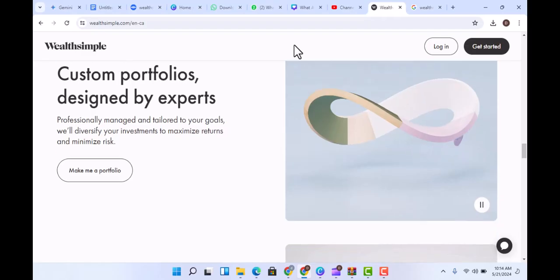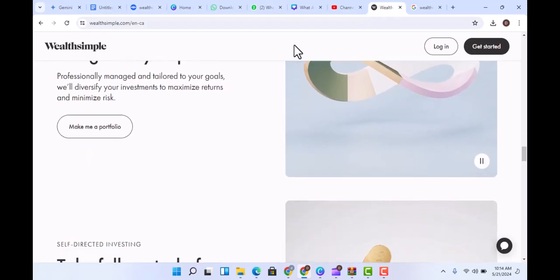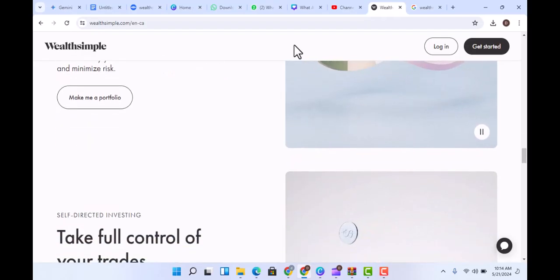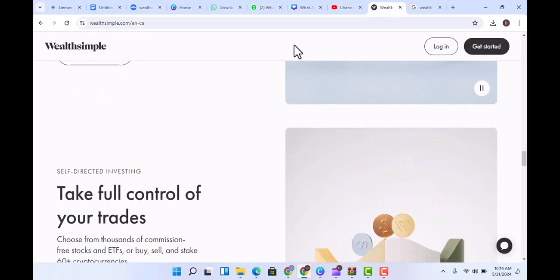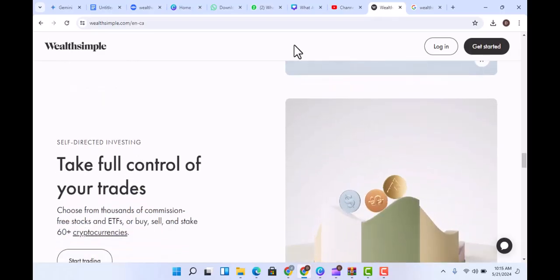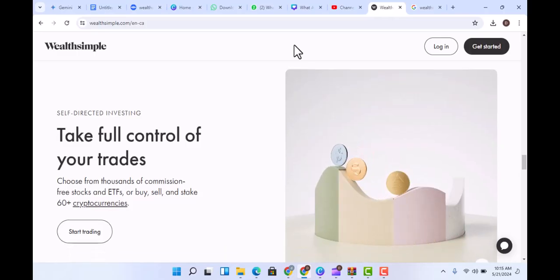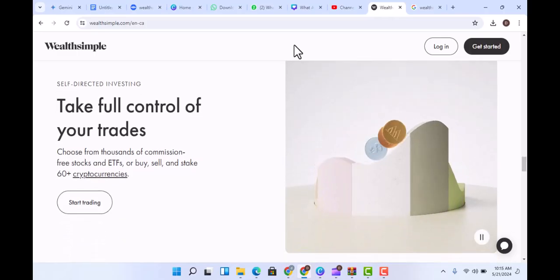Overall, I believe that holding USD in Wealthsimple is a great way to diversify your portfolio. The benefits of easy setup, low fees, and security outweigh the risks of currency risk and foreign exchange fees.